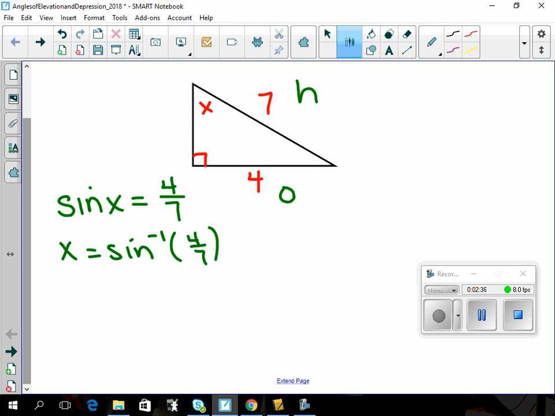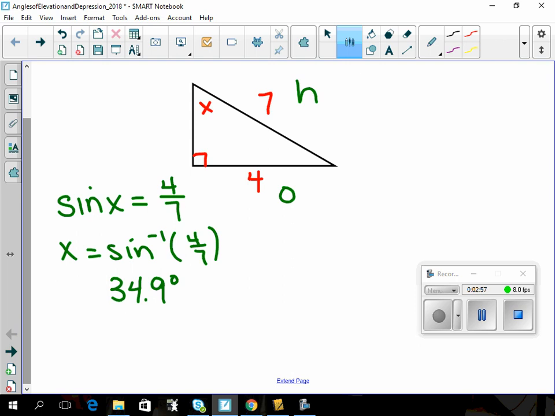Go ahead and tell me what the degree measure would be here. This is just a little warm up, a little background. Make sure you have your right mode. Inverse sine of 4/7 would be how many degrees? What'd you get, Tatiana? 34.8. Is it 9? Okay, 34.9.